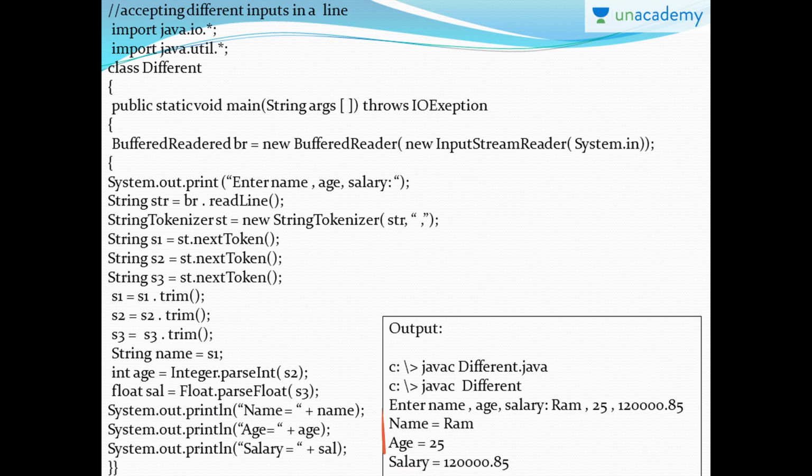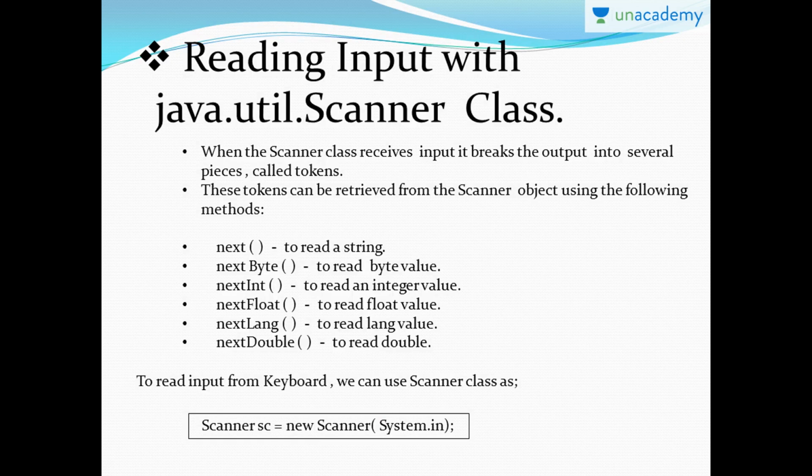So this is how you get the output for this program. Okay, reading input with the Java Utility Scanner class. This is a package, and let us understand how we read input by using this package.